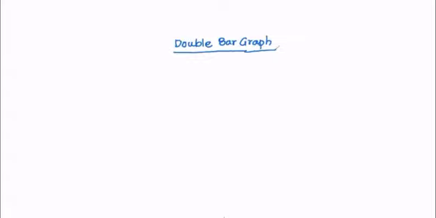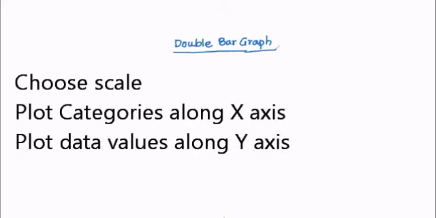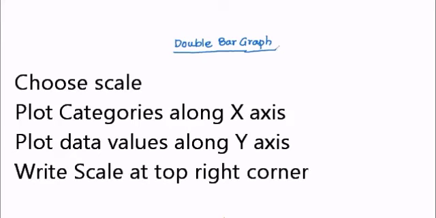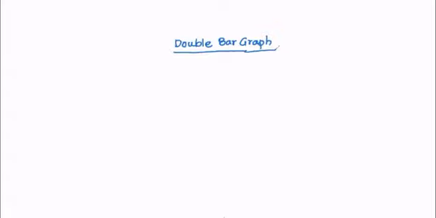Drawing a double bar graph is almost same as drawing a single bar graph. In addition to choosing the scale, plotting the categories along horizontal axis, plotting the data values along the vertical axis, and writing the scale at the top right hand corner, and of course drawing the bars of the equal width, we need to do two additional things while we are doing double bar graph.